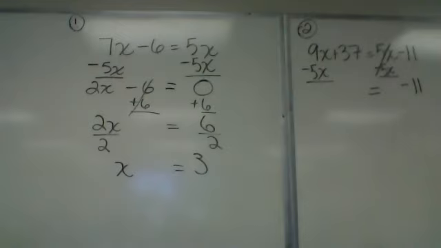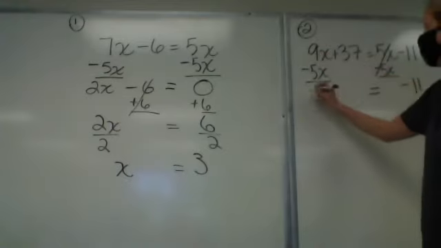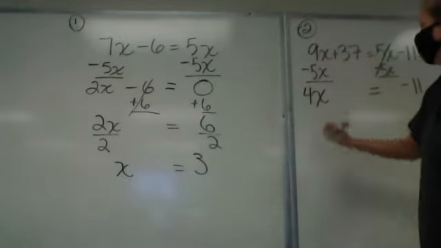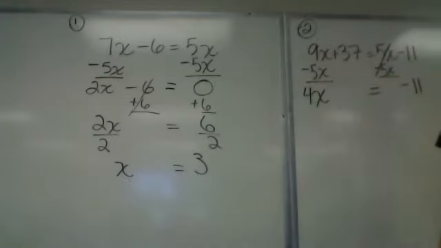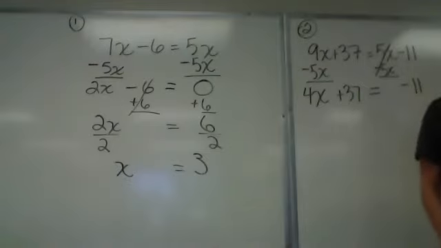Let's see what's left on the left side. How many x's do I have? If I had 9, but I had to take away 5, I'm only left with 4x. Bring down that plus 37. So now I'm to the point where all my x's are together on one side.